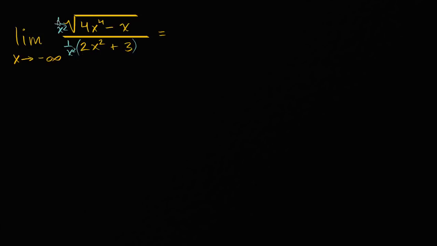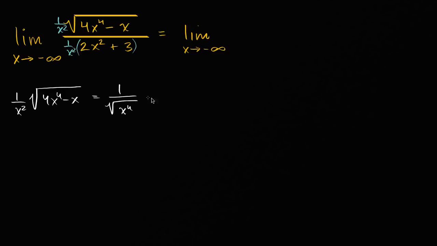And if we do that, this is going to be the limit as x approaches negative infinity of, so let me just do a little bit of an aside here. If I have 1 over x squared times the square root of 4x to the fourth minus x, like we have in the numerator here, this is the same thing as 1 over the square root of x to the fourth times the square root of 4x to the fourth minus x.